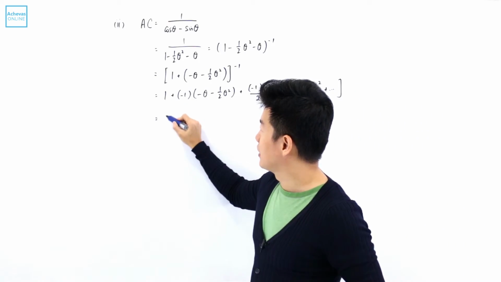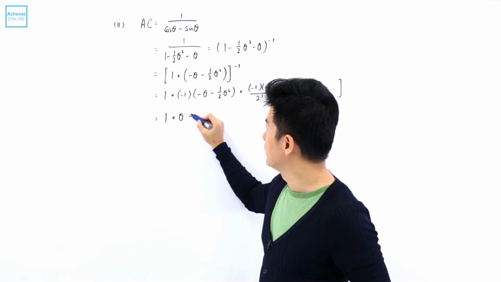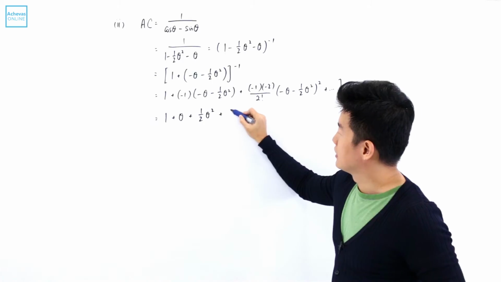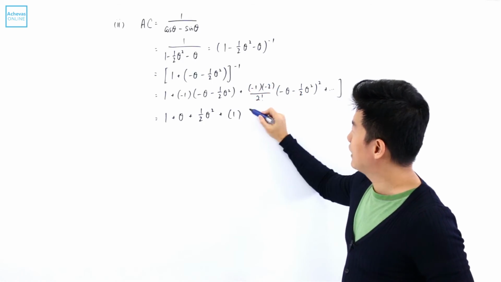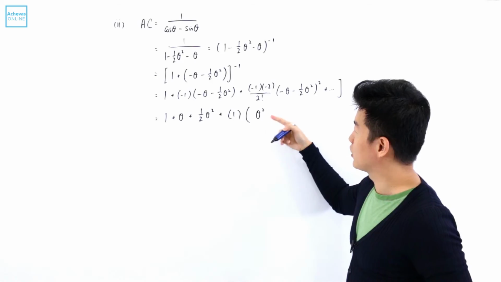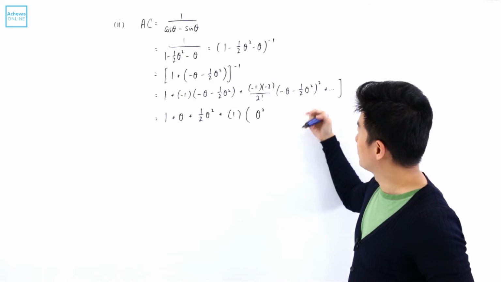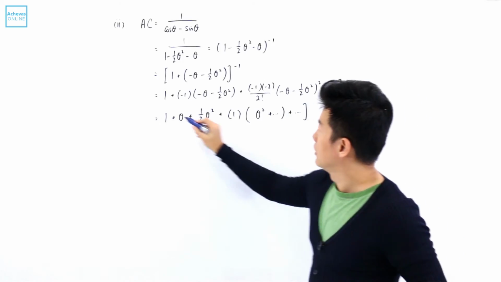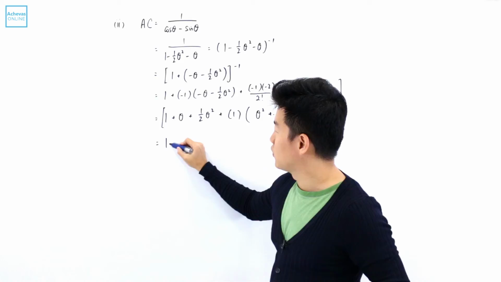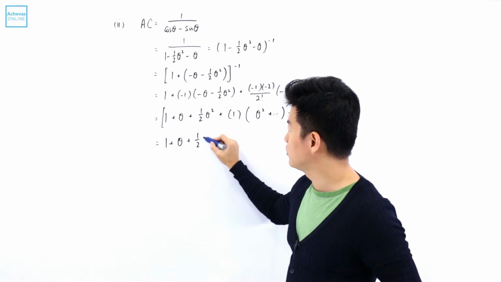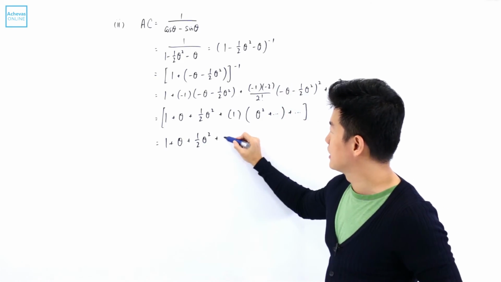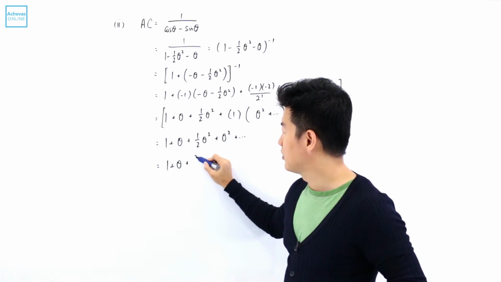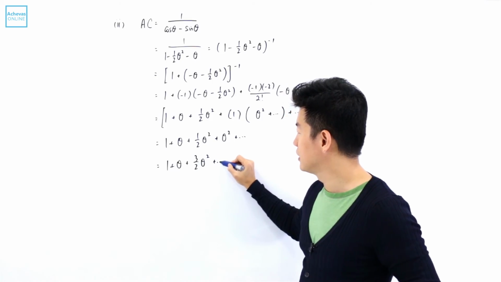So this is going to be 1 plus theta plus 1 over 2 theta squared. This is 1. What I have here is basically just theta squared, because the next term is going to be theta to the power of 3, and so on. So what we have now is 1 plus theta plus 1 over 2 theta squared, and this is plus theta squared and so on. So this is 1 plus theta plus 3 over 2 theta squared.